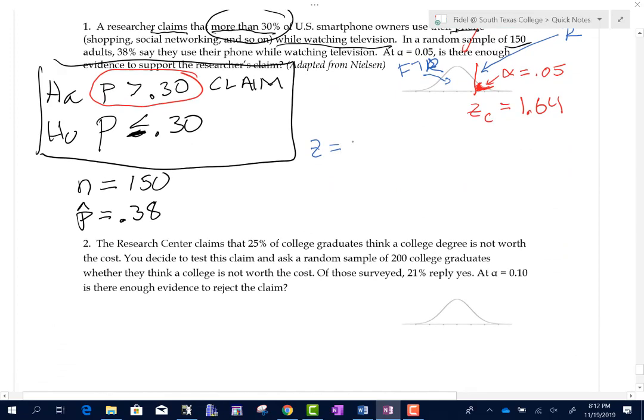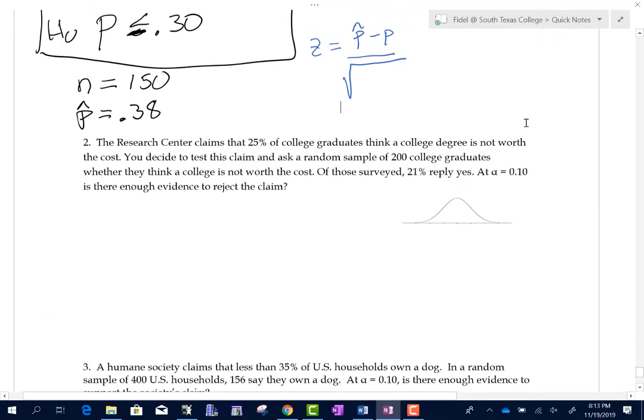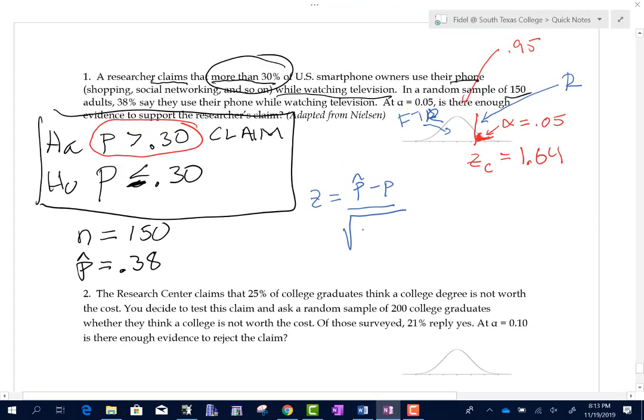It says p hat minus p divided by, is it pq over n inside the square root? Yeah, pq over n, all inside my square root. We're going to close that off with parentheses. Guys, let me ask you a question. Do we already have a value for p hat? It's right here, it's 0.38. Good. Do we have a value for p? 0.30, right? So p is 0.30.